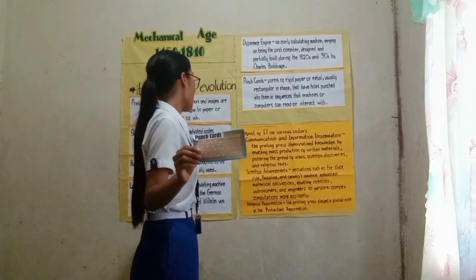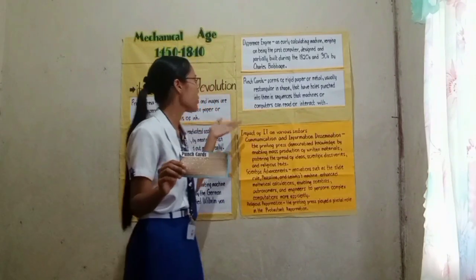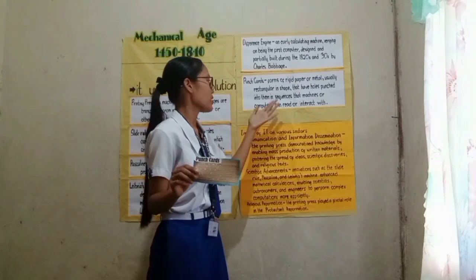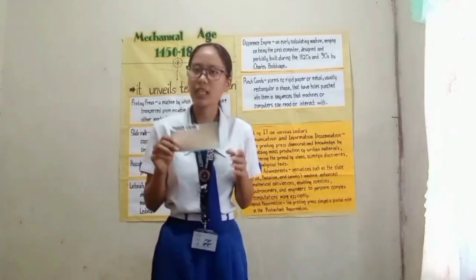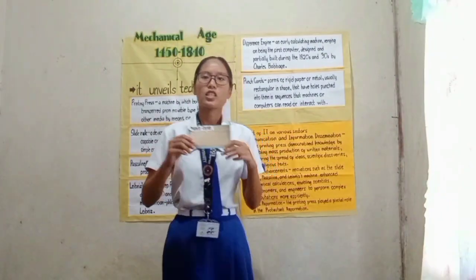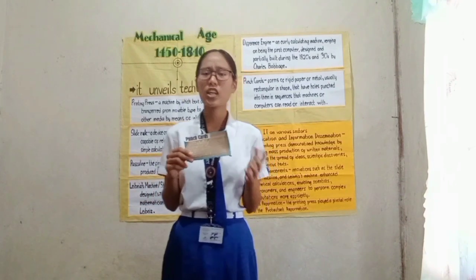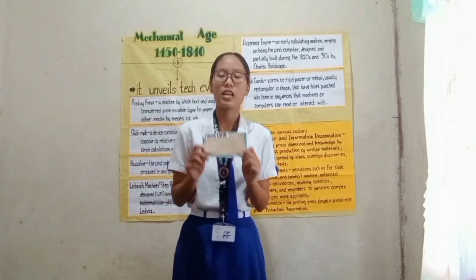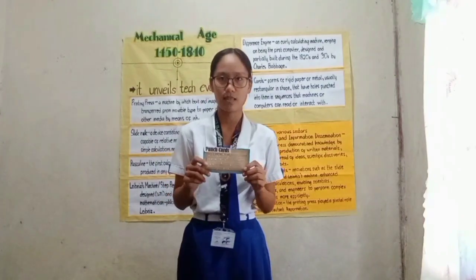Punch cards are forms of rigid paper or metal, usually rectangular in shape, that have holes punched into them in sequences that machines or computers can read or interact with. Punch cards, originating as early as the 1700s, sparked innovation in both business and science. French textile worker Basile Bouchon pioneered primitive punch cards, directing looms to weave cloth based on the punch card's instructions.